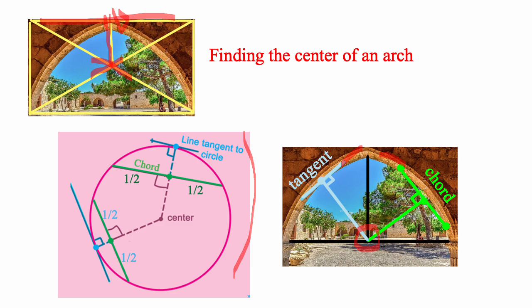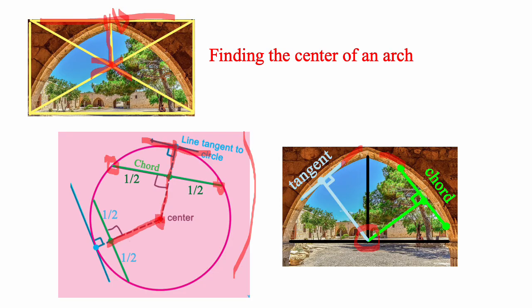So you can draw a line tangent to the circle, or you can draw a chord that goes from one point on the circle to the other. And then draw a perpendicular line either from the tangent point or from the middle of the chord. And if you draw two such lines, you will find the center of the circle.